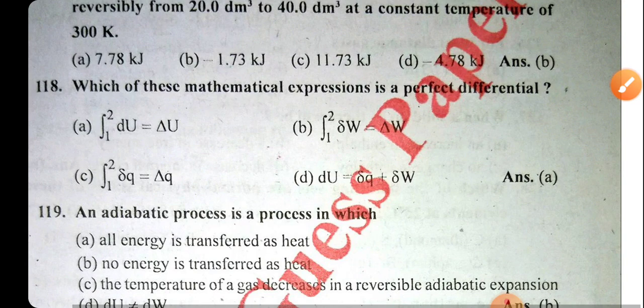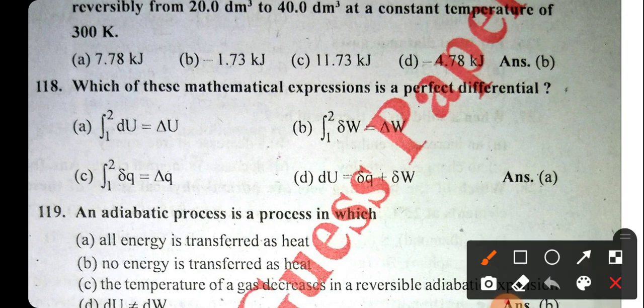Now the next question is, which of these mathematical expressions is a perfect differential? Differentiate between 1 and 2: dU is equal to delta U will be the right answer.